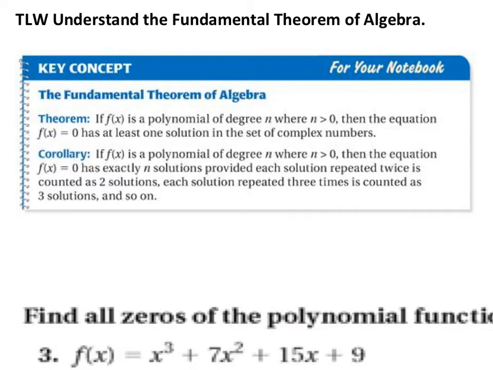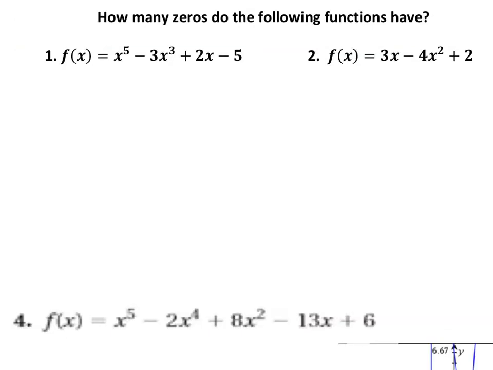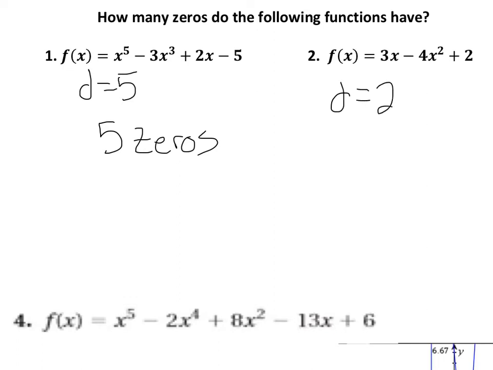Okay, so let's take a look at an example. How many zeros do the following functions have? Well, identify the degree. Degree is 5. That means this has 5 zeros. Okay, identify the degree. Degree is 2. So that means this has 2 zeros. Real, imaginary, repeated doesn't matter. We're just identifying the number of solutions. Okay? Alright, let's take a look at what we're going to do next.